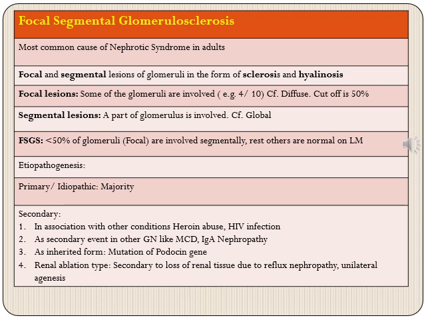So as you can see, it has two terms. It is focal and it is segmental glomerulosclerosis. So there is sclerosis and hyalinosis of glomeruli, which is focal and segmental in distribution. So these two terms, focal lesions and segmental lesions, go side by side in FSGS. So what do they actually mean?